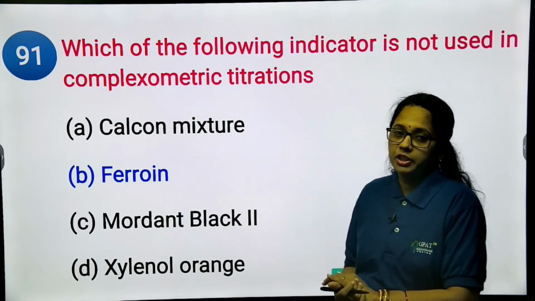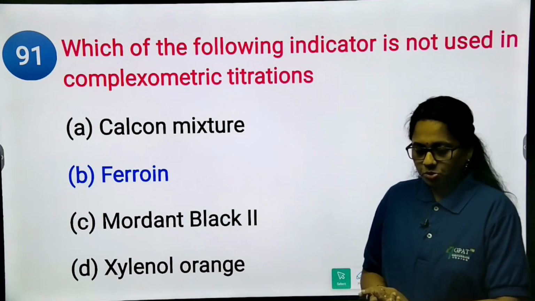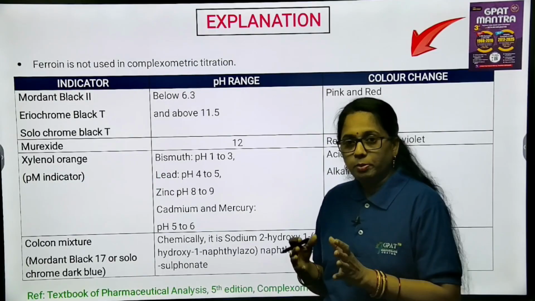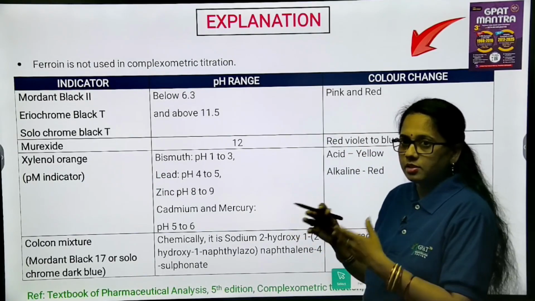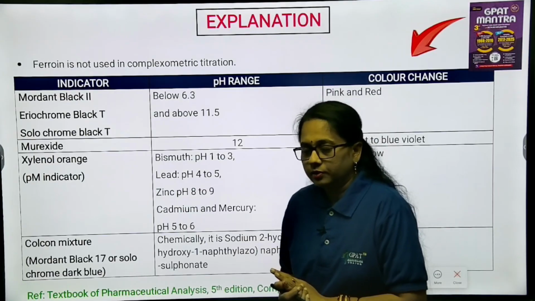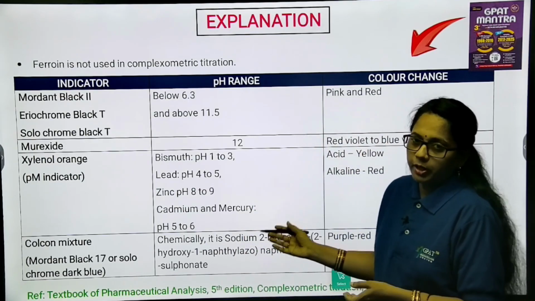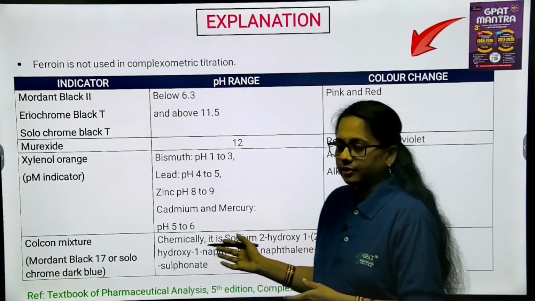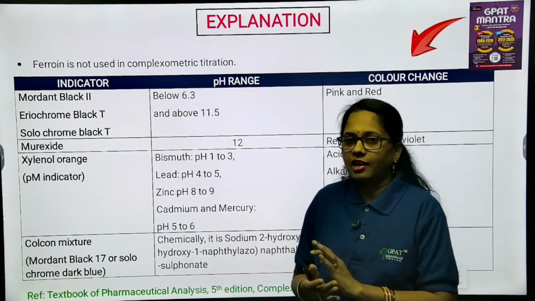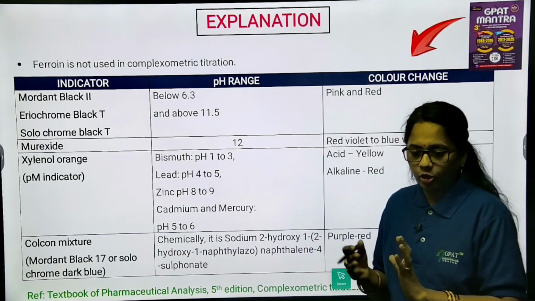Ferroin, an iron-containing indicator, is not going to be used in complexometric titrations. Wherever complexometry is used, the suitable indicators are identified with different names, like Mordant Black 2, Solochrome Black T, and murexide. These are a separate class of complexometric indicators. They are also called pM indicators, or metal ion indicators.